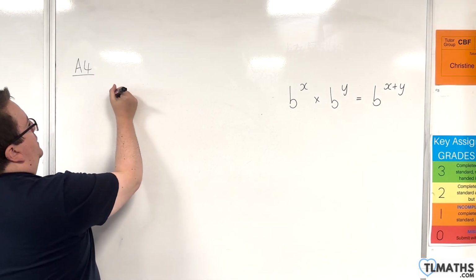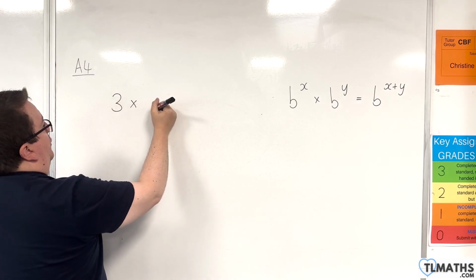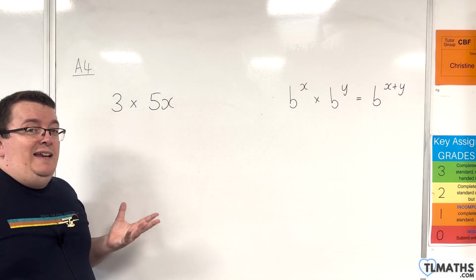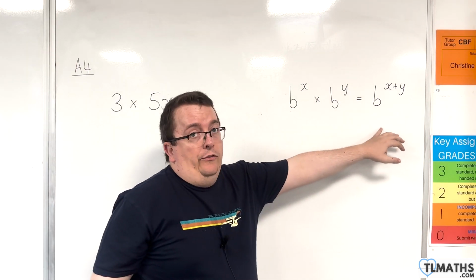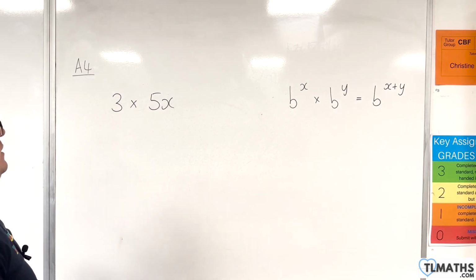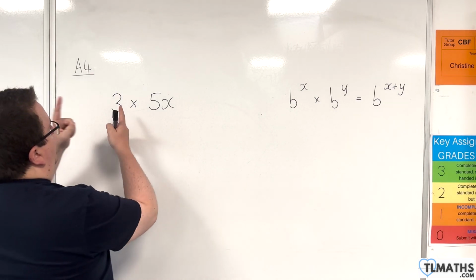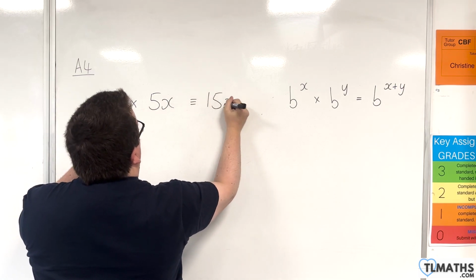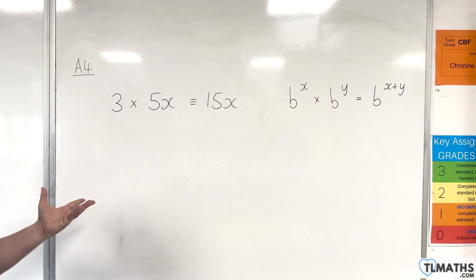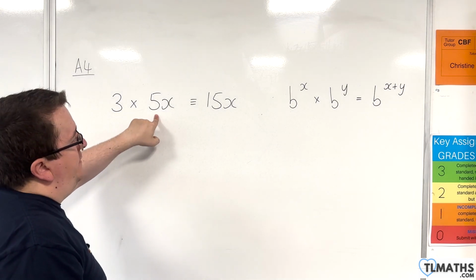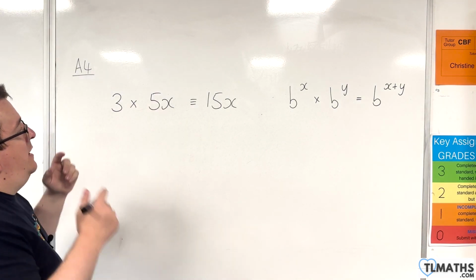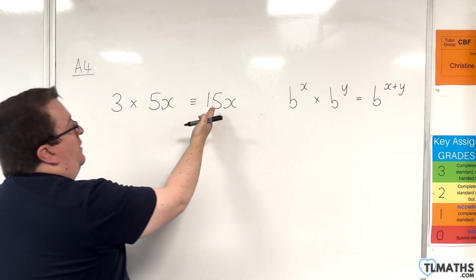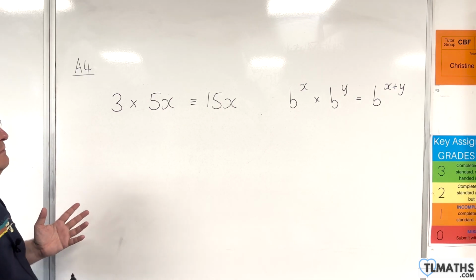Obviously if I had 3 and I was multiplying that by 5x, then I don't really need to use this law of indices, because it's quite straightforward that I would have 3 lots of 5x, which is 15x. Now, how have I done that? Well, I've done 3 times the 5, and here I've just got 1 lot of x, haven't I? So 3 lots of 5 makes the 15, and then you've got 1x.